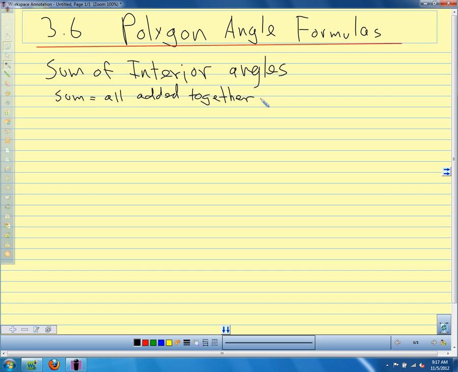So we want to figure out how, when we add all of the interior angles and measure the interior angles of a polygon, when we add them together, what does that add up to? So I'm going to start out with a little demonstration. I'm going to draw some shapes, and we're going to figure out a few things about these shapes.